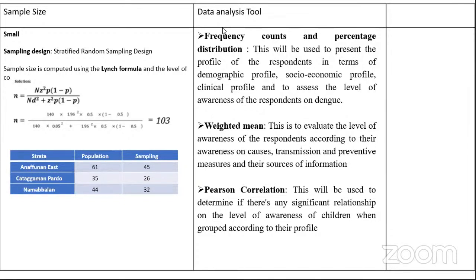You know that the shelter has 61 children whose ages are, as mentioned by you, 6 and I don't know. And then in Katagaman Pardo, we have 35 children there. And in Namabalan, we have 44. You sampled it using stratified proportionate sampling. Okay? What will you use? Stratified, but it is proportionate. And since you have sampled anyway, you're going to select your respondents using probability sampling design, therefore, you can test the significant relationship or significant association by the use of t-test.